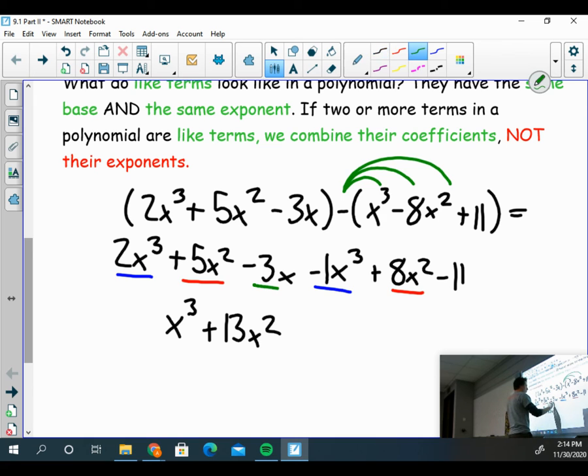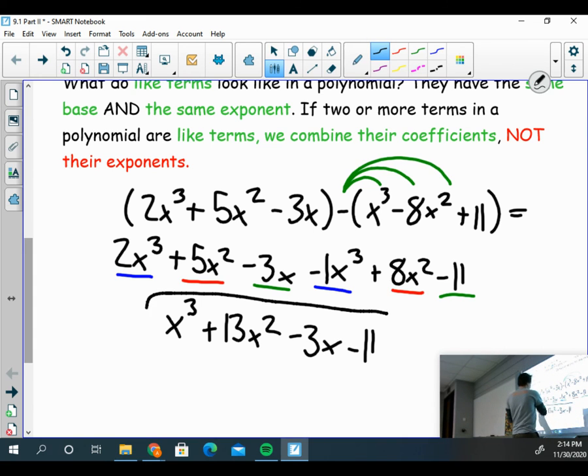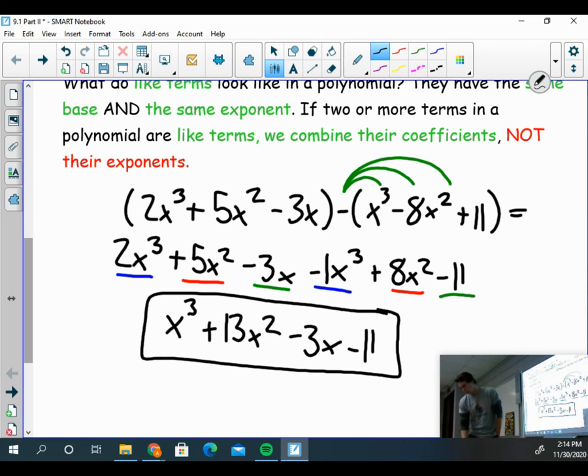-3x and -11 do not combine. They do not combine. Why? Because they're not like terms. In fact, -3x has no like terms. Neither does -11. So they just come on down. We are left with our simplified polynomial, x cubed plus 13x squared minus 3x minus 11.